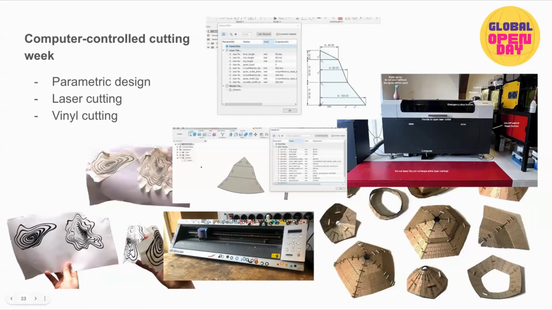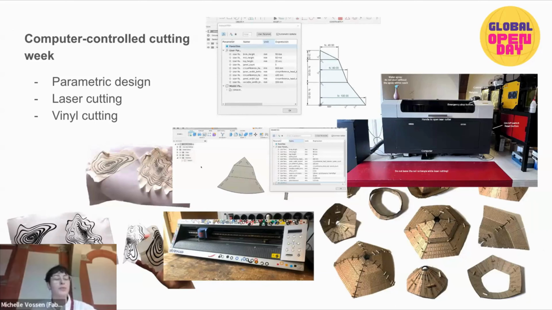Nice. And these are some examples from the computer-controlled cutting week. This is really the first week where you get acquainted with subtractive manufacturing and parametric design. So it's really a key week where you get familiar with very important themes that keep coming back. Here are some examples from using Fusion 360, which is the main software that we use.